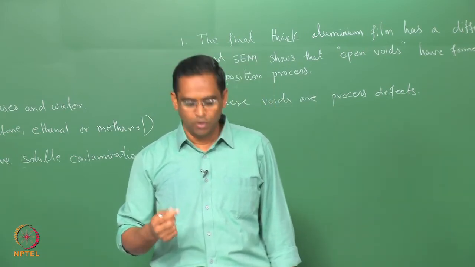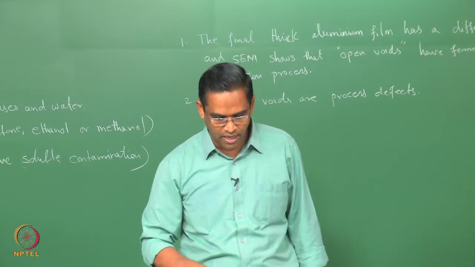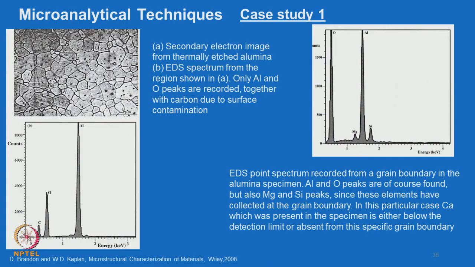So, if you look at the slide, we have taken 2 examples in this case. The image you are seeing is a secondary electron image of thermally etched alumina, and the EDS spectrum from the region is shown in A. Only aluminum and oxygen peaks are recorded, together with carbon due to surface contamination.